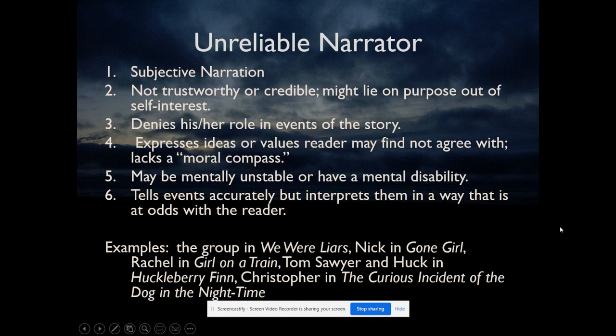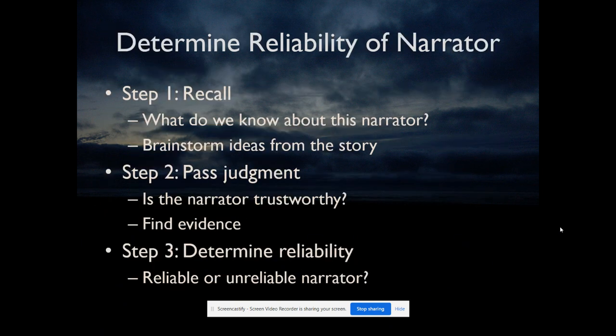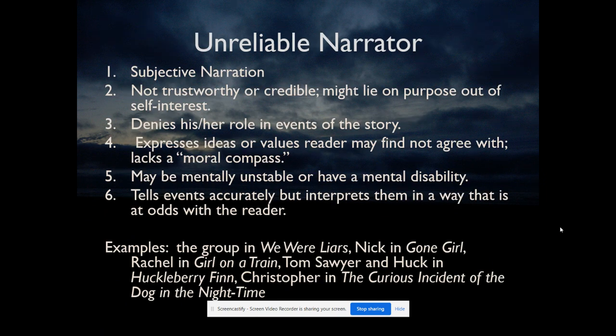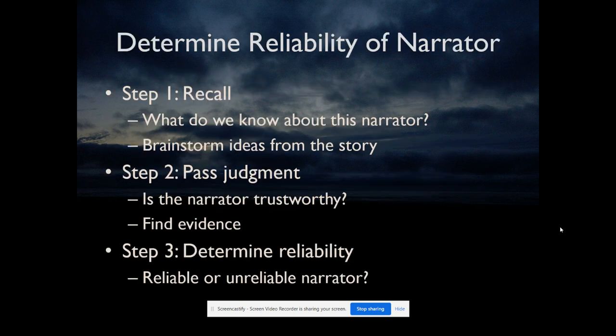Now, on the other hand, an unreliable narrator is a subjective narrator. They're not trustworthy or credible. They might lie on purpose or out of self-interest. They're going to deny their role in events of the story. They're going to express ideas or values that you might not agree with, or lack a moral compass. They can be mentally unstable, and they're going to tell events accurately, but maybe interpret them in a way that is at odds with you. And this is a list of some books and movies that have an unreliable narrator.